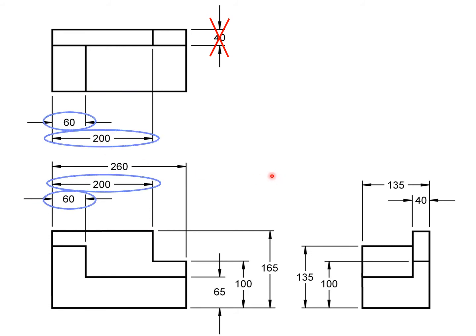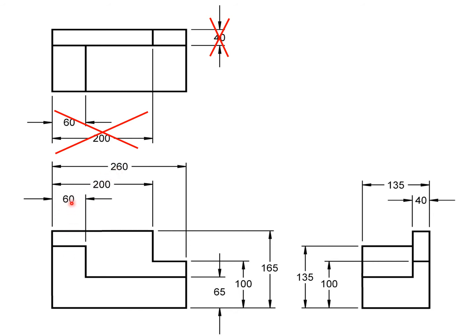Okay, so now the decision is which ones do we get rid of? So you try and group dimensions together, right? So we can either keep the 60 and 200 on top, or we can group it with the 260. So it makes more sense to keep the ones in the front view, eliminate the ones on top, and that way we can group the 60, 200, and 260 all together as one large group. Again, you go from small to large, 60, 200, 260.